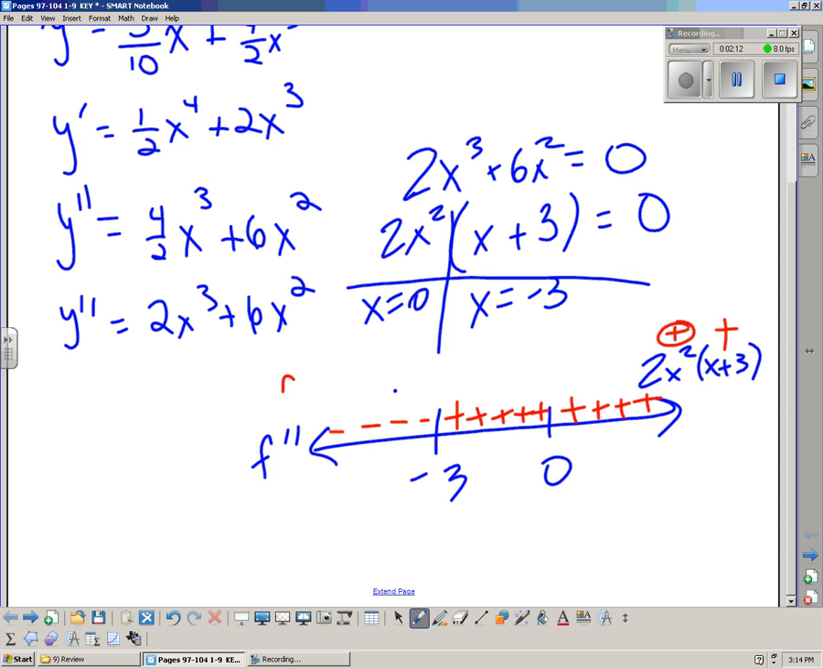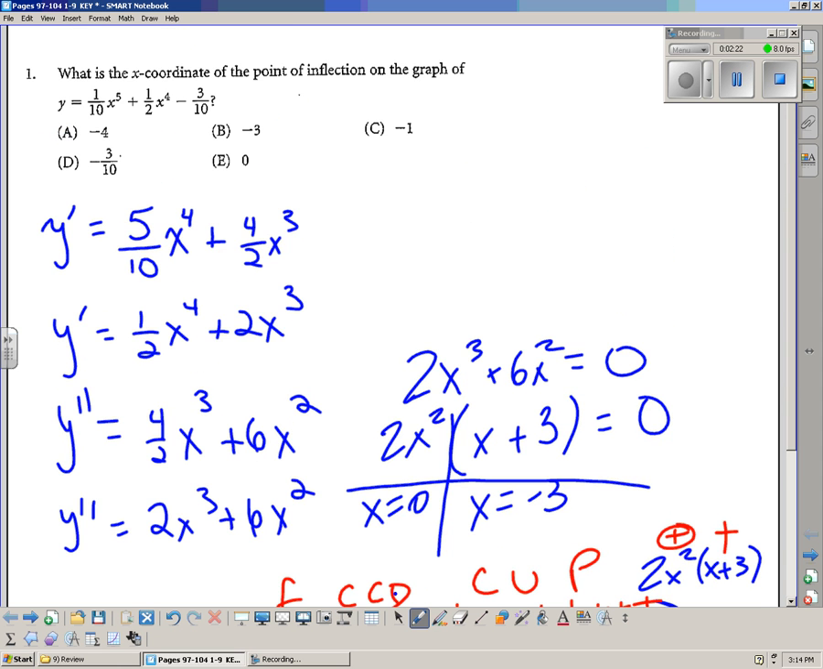So the graph of f is concave down, because this is the second derivative we're working with, on the interval -infinity to -3, and then concave up everywhere else, so -3 is the only inflection point, choice B.